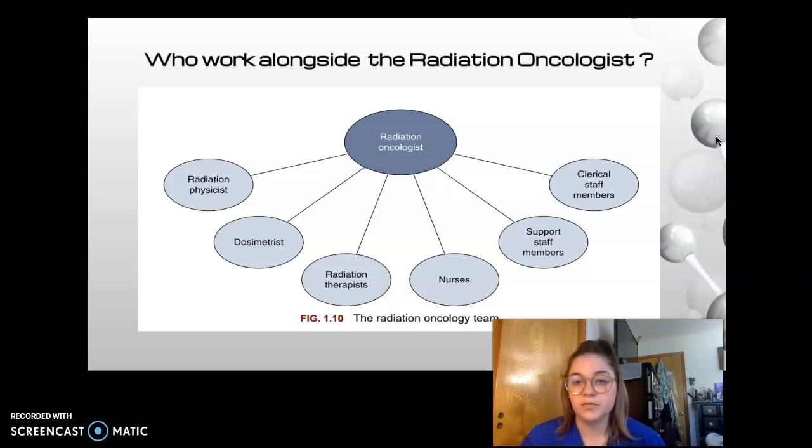So you have the radiation physicist, the dosimetrist, the therapist, which we are, along with the nurses, some supporting staff, and the clerical staff members. The nurses come into play a lot when we're starting to do a new sim on a patient. They usually check the patient's vitals, along with note anything that's going on with the patient before their treatment.